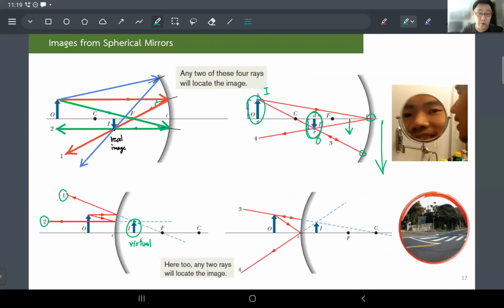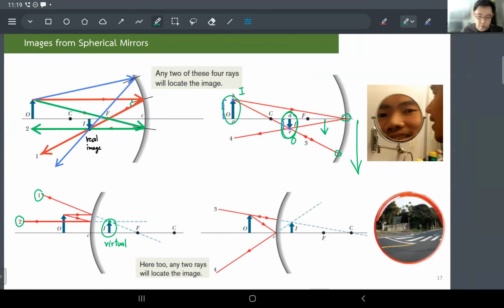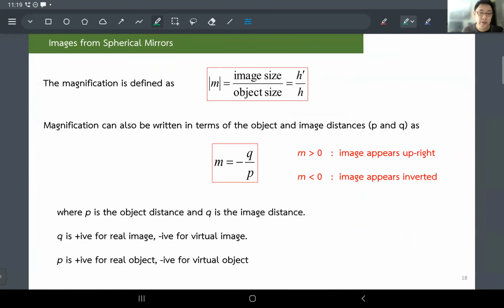Now, here comes the calculation. Because we're not going to do ray tracing like this, it's going to take you time. What we are going to do is use the equation. But before we get to that, we have to agree on something, because we already saw that you might have an enlargement or reduction in size. The easiest way to define that is through a magnification factor. That's easy. You just take the image size divided by the object size, and you're done.